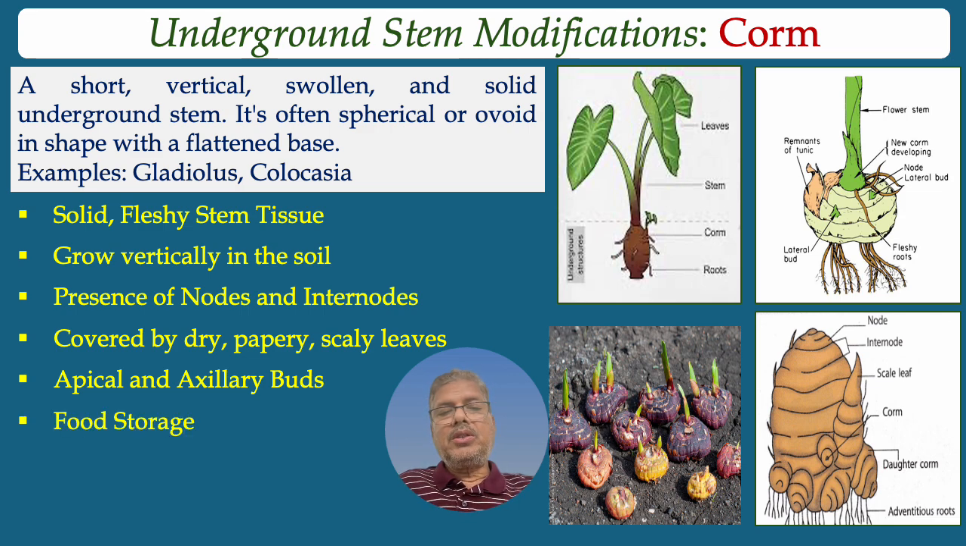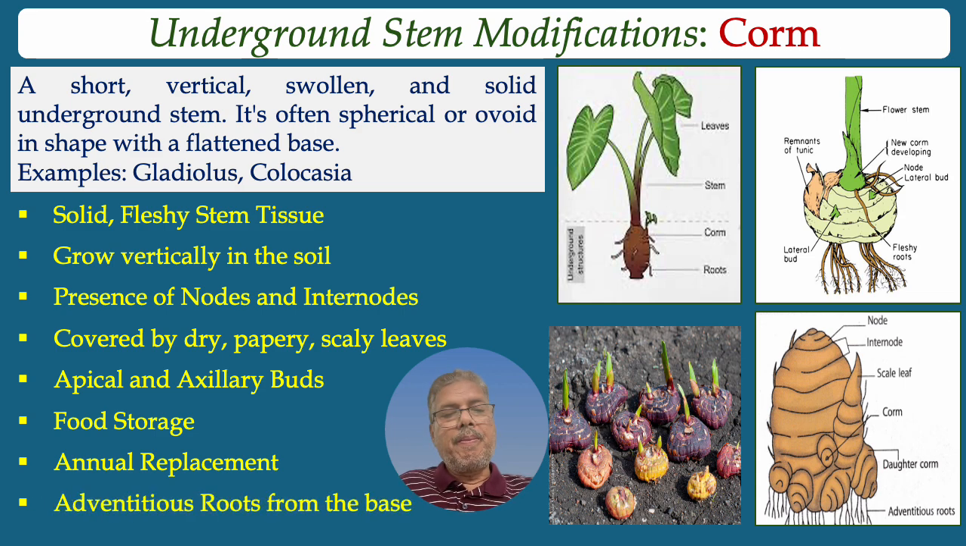The primary function of the corm is to store food reserves, enabling the plant to survive unfavorable conditions and provide initial energy for new growth. Many corms are annually replaced. As the plant grows and flowers, the old corm is used up and withers away. A new corm typically forms on top of or beside the old one, often with small cormels developing around the base of the new corm.